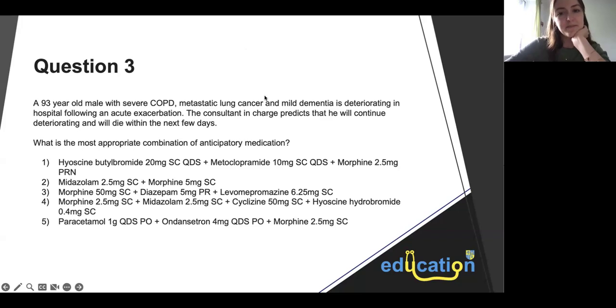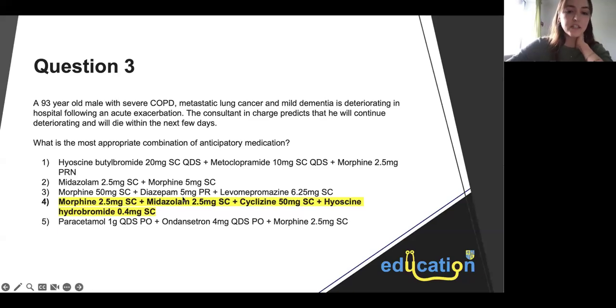A few more seconds. Okay, yes. So most of you got 4, which is correct. Someone said 3. There are still reasonable suggestions of those medications.